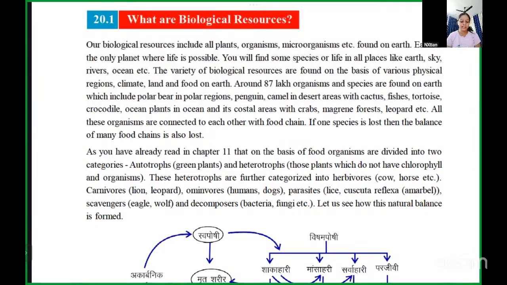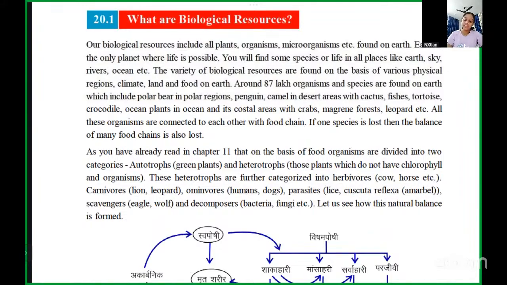Polar bear, penguin in polar region, camel and cactus in desert region, fish, tortoise, crocodile, and ocean plants in ocean and its coastal areas, with crabs, mangrove forests, leopards, etc. In mangrove forests, we have leopards and all. So all these organisms are connected to each other with food chain, because one eats the other, then the other one eats the other. So they are all connected through the food chain.